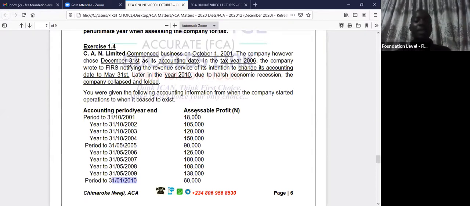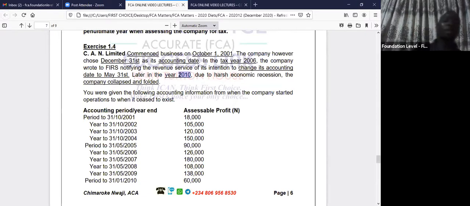So now that you have identified the cessation date and year, it means this year is the ultimate year. Go one step up below, one step backward. It means 2009 is your penultimate year. And how do you treat penultimate year? You treat it as preceding year basis and actual year basis.